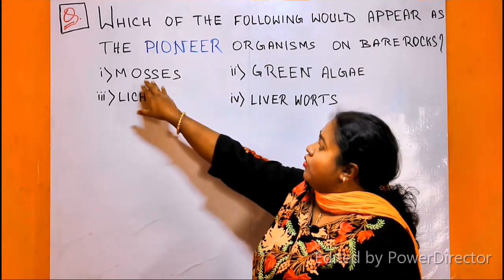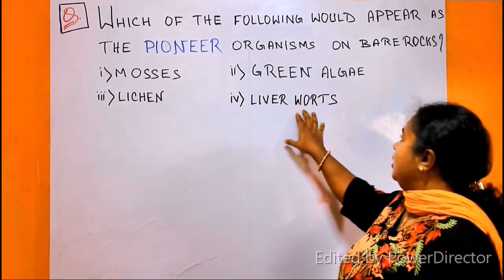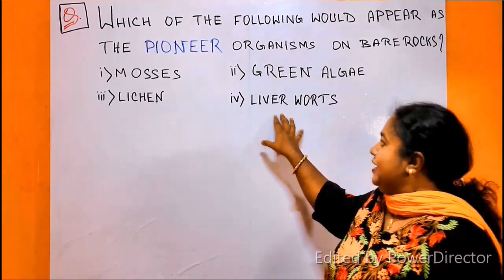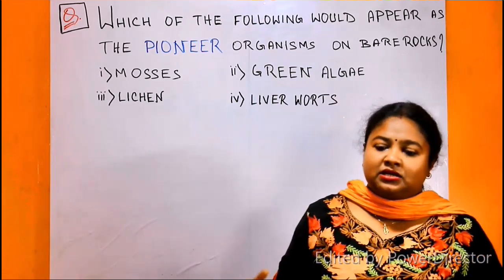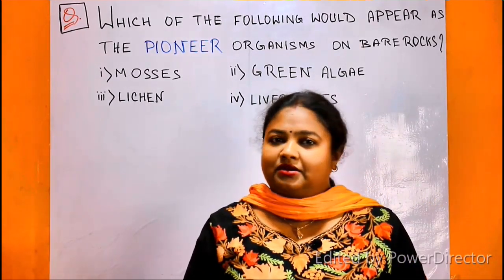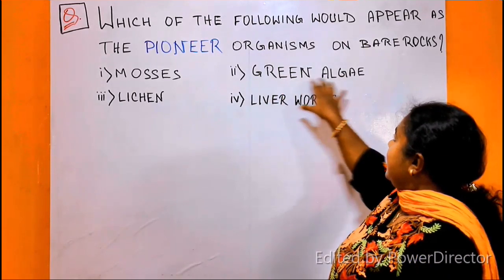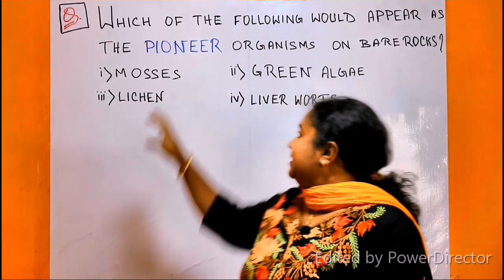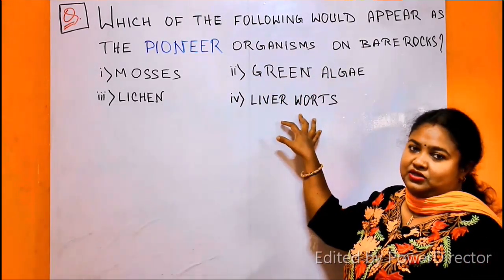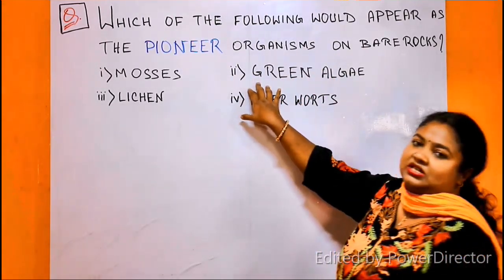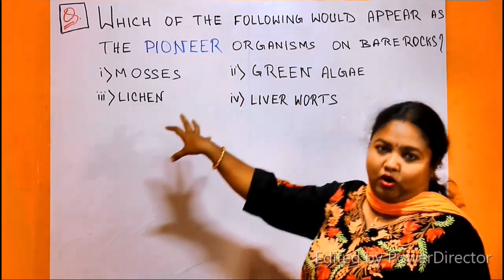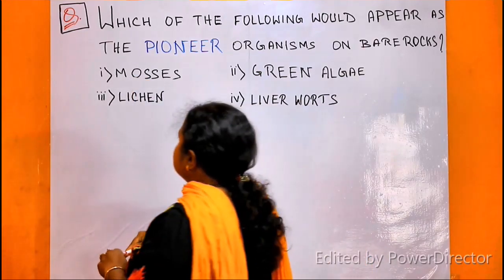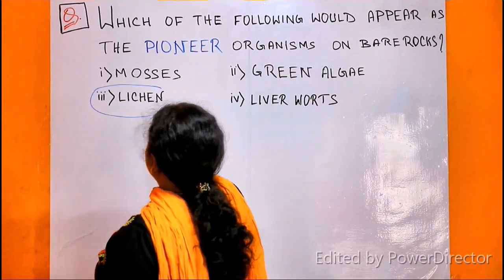So here mosses and liverwort are members of bryophyta. Bryophytes need some soil, some water, minerals, everything. And green algae also need an aquatic environment mostly. So these three will not be the answer because they cannot start growing on bare rock as there is no soil. So the answer will be lichen.